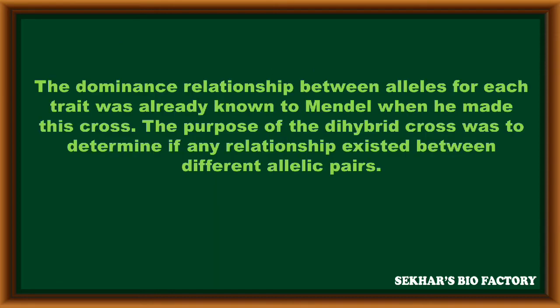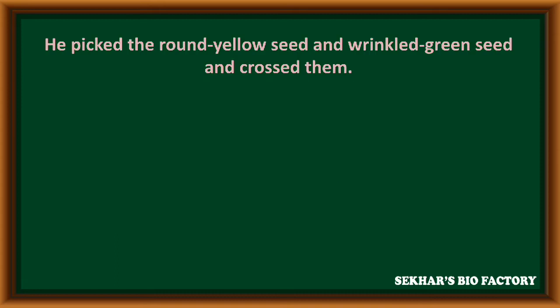The dominance relationship between alleles for each trait was already known to Mendel when he made this cross. But the main purpose of the dihybrid cross was to determine if any relationship existed between different allelic pairs in the pea plant. He picked round yellow seeds and wrinkled green seeds and crossed them.